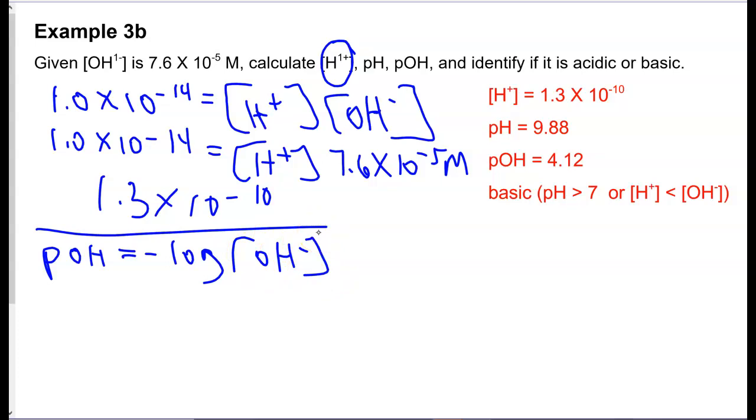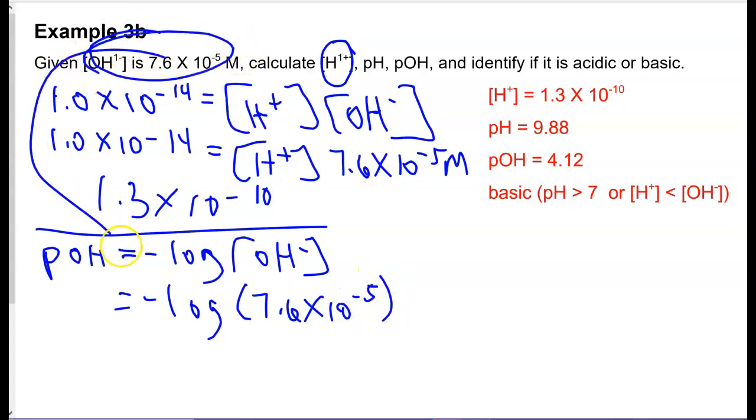So I'm going to take the negative log of 7.6 times 10 to the negative 5th. Now I did that because I had to plug in my OH minus concentration. That's going to give me pOH. So if you do the negative log of OH, you get pOH. If you do the negative log of H plus, you get pH. So 7.6 times 10 to the negative 5th, I'm going to hit the log button, and I get 4.12 if I round to 2 places past the decimal for my pOH.